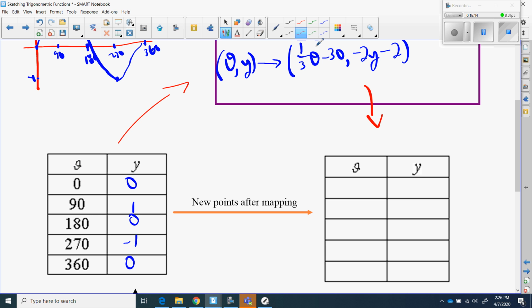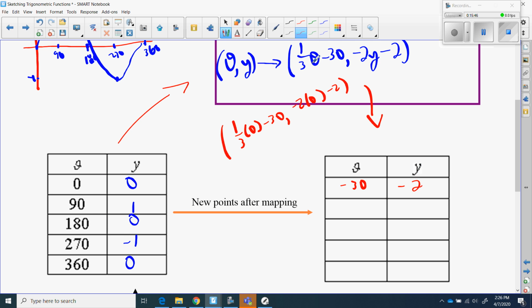That means you're going to fill 0 in where the theta is. So it's 1/3 of 0. You're going to subtract 30. Well, 1/3 of 0 is 0 minus 30. So the new theta is negative 30. 0 is your y value. It goes in here. So comma, negative 2 times 0 minus 2. Well, negative 2 times 0 is 0. Take away 2 is negative 2. There's 1 point. We got to do that 5 times.